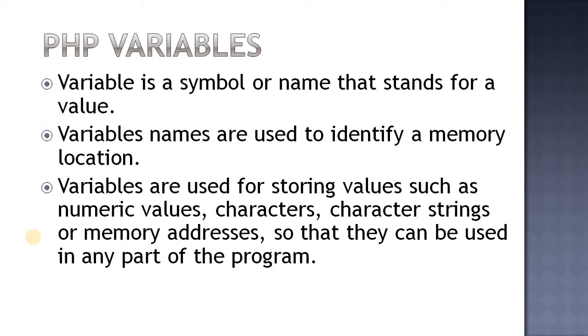Variables are used for storing values such as numeric values, characters, character strings or memory addresses, so that we can use them in any part of the program. So using a variable, you can store any type of value. These values which you are storing depend on the data type that you are using. So let's see an example. Example: $a equal to 98. Over here, $a is a variable which is assigned a value 98.